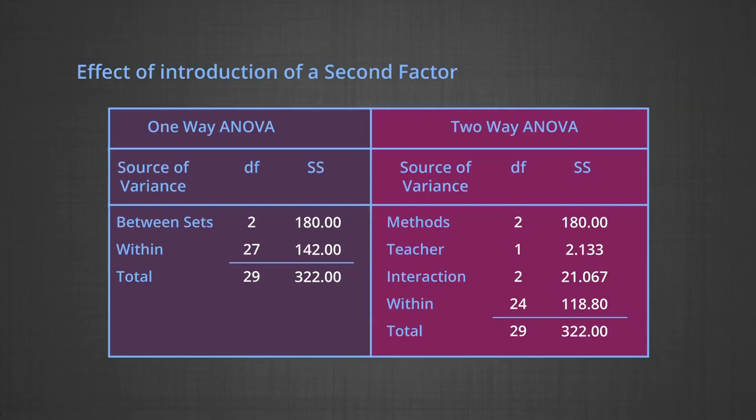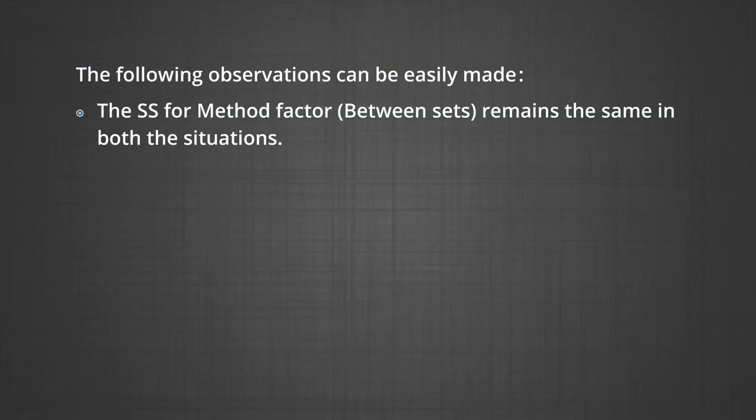Now, we are going to discuss the table that shows one-way ANOVA results and results of two-way ANOVA. You will see that the two tables are slightly different from each other. The one-way ANOVA has between sets or method factor, within factor, and total, and the two-way ANOVA table has methods, teacher, interaction, within and total. Now, the following observations can be easily made. The SS for method factor, that is between sets, remains the same in both the situations.